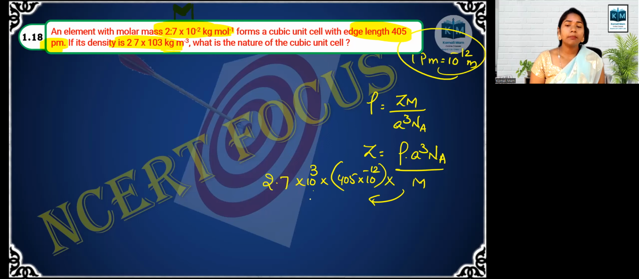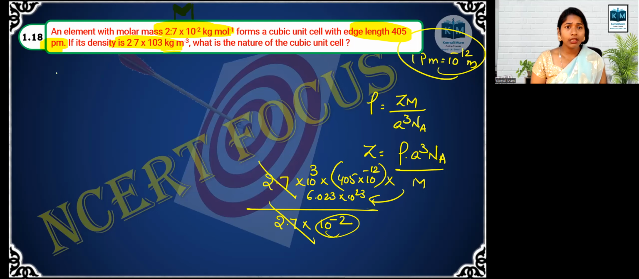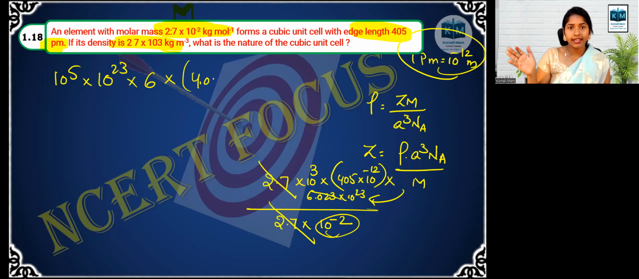Into Avogadro number, which is 6.023 into 10 power of 23. Molar mass is given as 2.7 into 10 power of minus 2. Here 2.7 cancels, 10 power of 2 comes up, and it will be 10 power 5. Here 10 power of 23 and 6.023; remove this for easy calculation. I'll write 405 as 4.05 into 10 power of minus 10, whole cube.